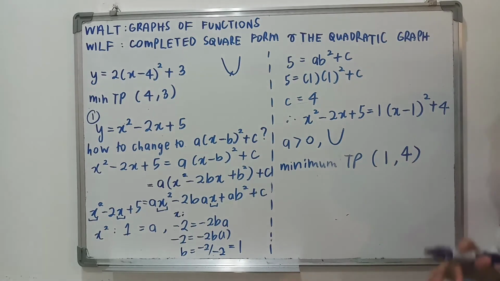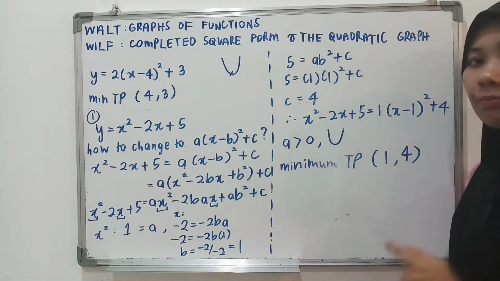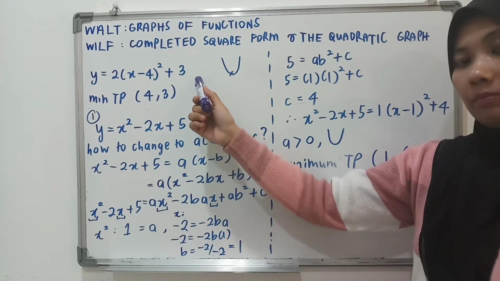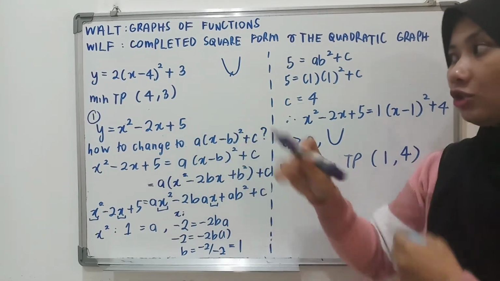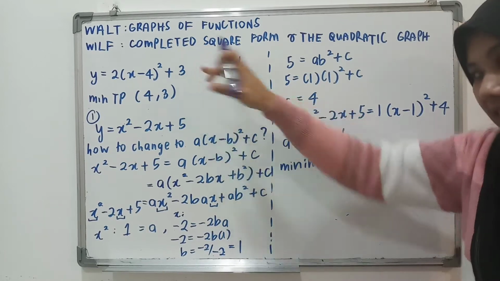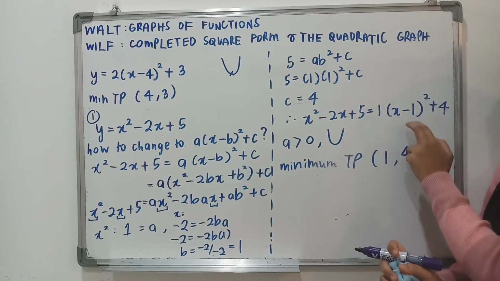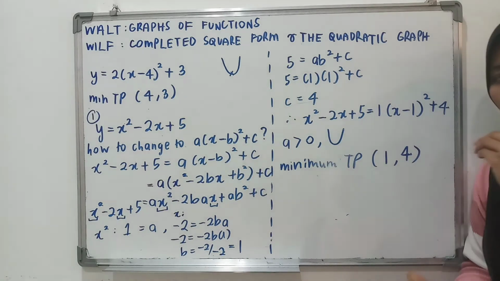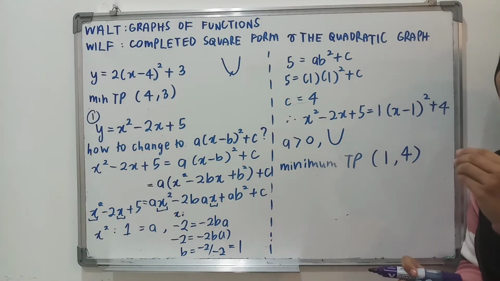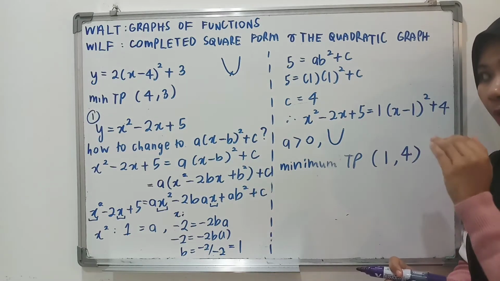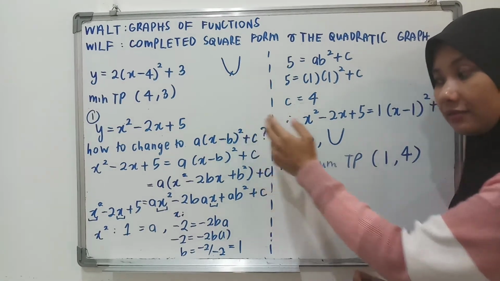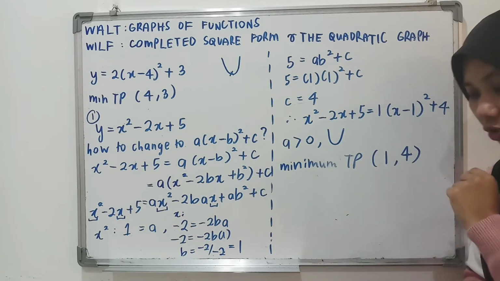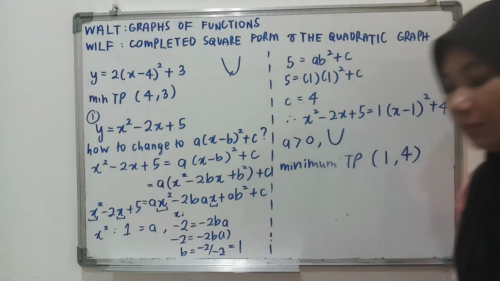Okay, but we need to go through this process because the question is in this form, not in this form. In this form, so you need to change to completed square form first, and then you can read minimum or maximum turning point. Okay? I want you guys to do this example. So pause, copy the question, redo. Make sure you get the same answer as mine. Okay? So I'm going to do the second example now.